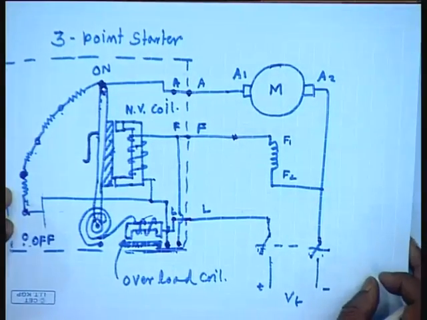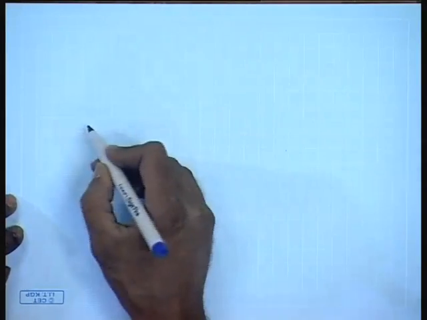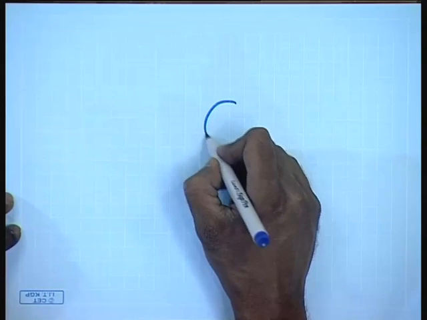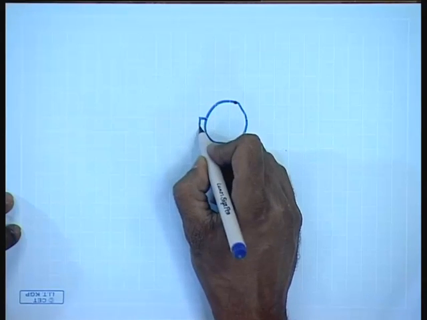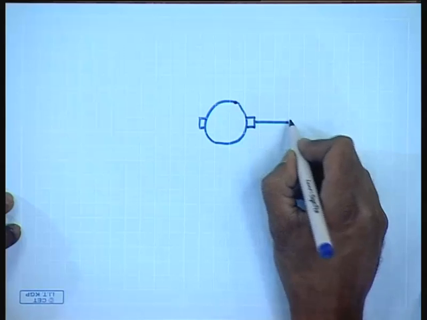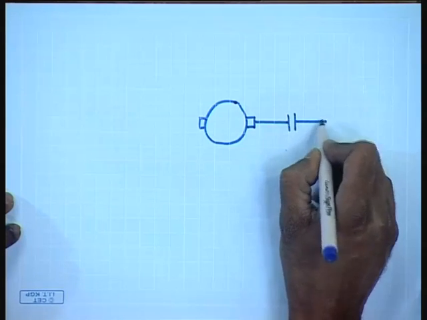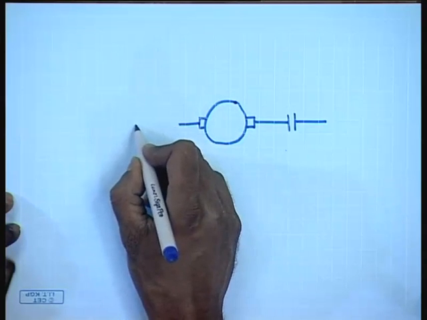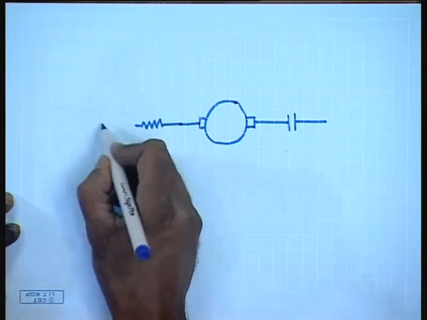However, this is a manual starter. These days most of the semi-automatic or automatic starters are based on the relay contactor principle, which can be schematically represented like this. Let us say this is the armature, there is a main contactor, and of course these sectional resistances.